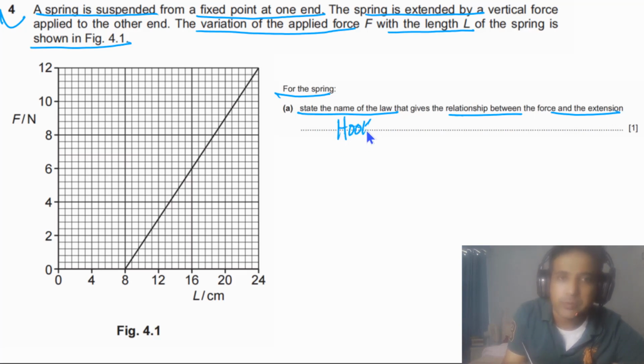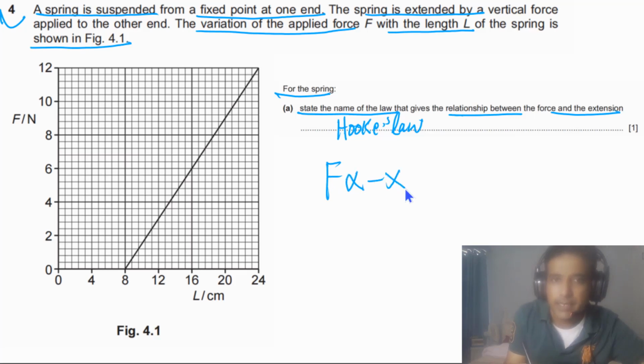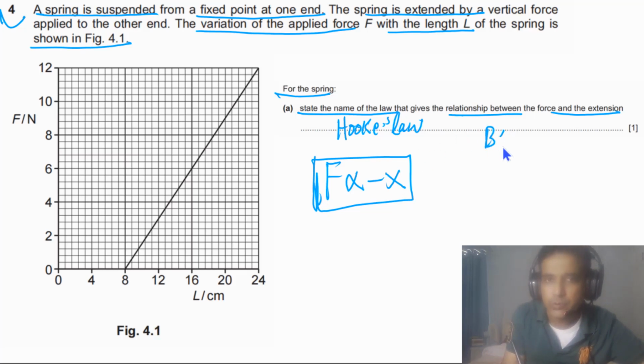Pretty straightforward, the question is asking you to write down the name of the law, and the name of the law is Hooke's law, meaning F is directly proportional to minus x. So this law is Hooke's law, and this question has only 1 mark. If you have written Hooke's law, you will get 1 B mark.